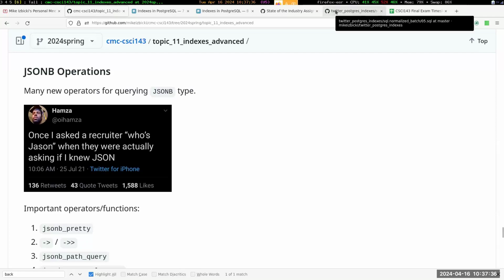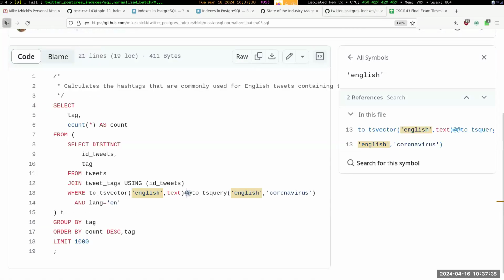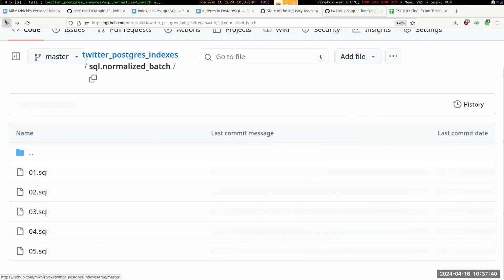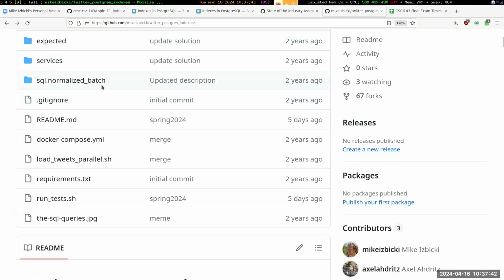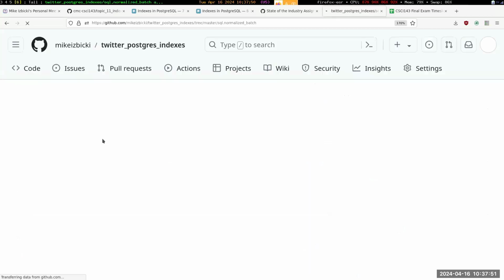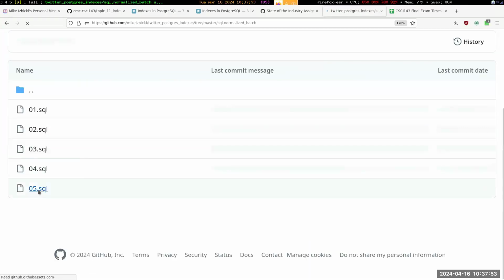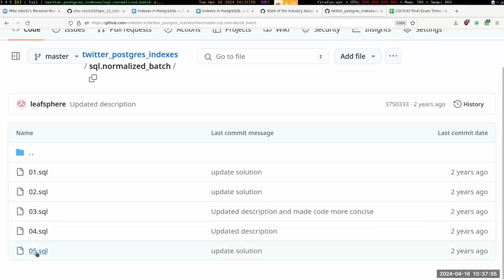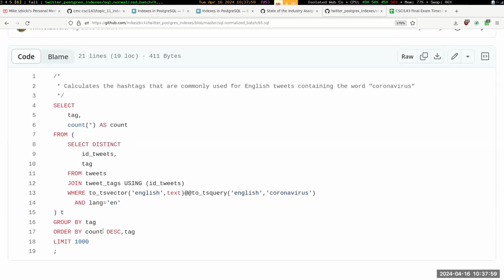So your homework assignment over here, this Postgres indexes homework assignment. Again, I'm giving you this SQL normalized batch, the list of queries over here, and all you have to do for this list of queries is write the indexes that will speed up these queries.